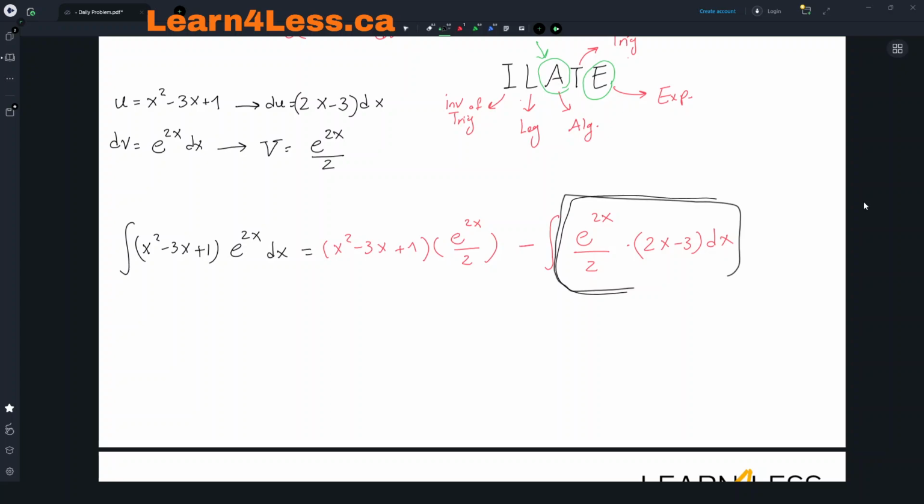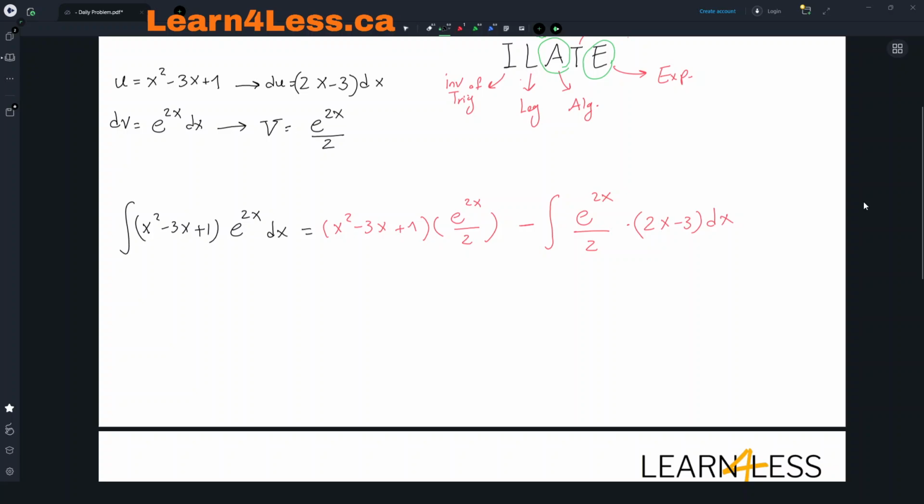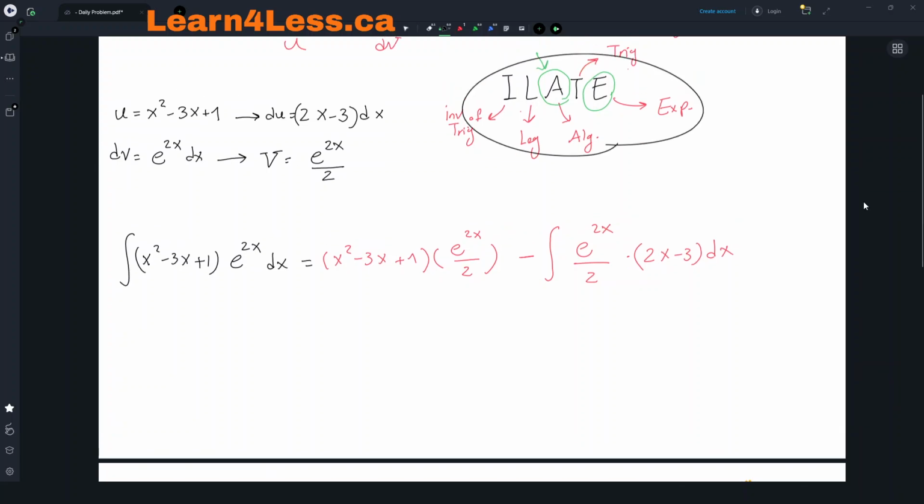To take this integral, we again have a similar scenario: an exponential function and an algebraic function multiplied by each other. Again, u substitution doesn't work that well here, so the best method would be integration by parts. You could take out the constants and then deal with the integral, but I just leave it as is.